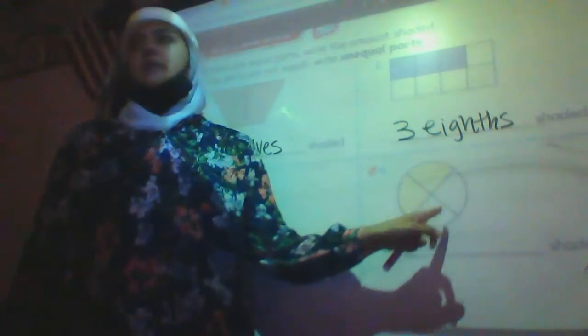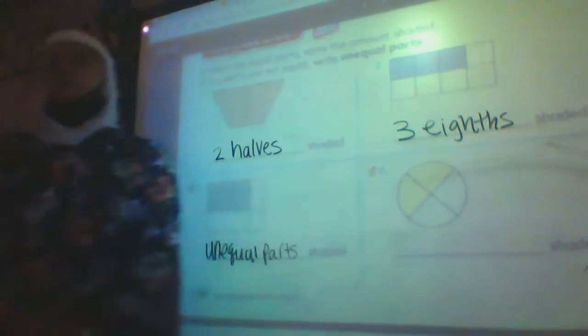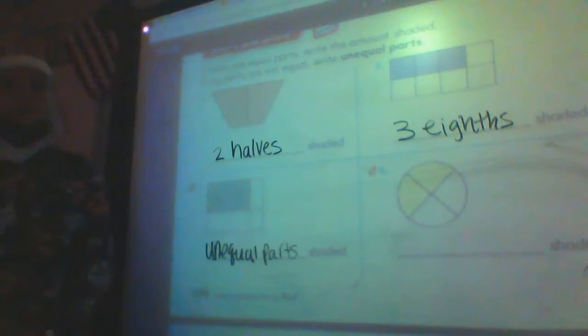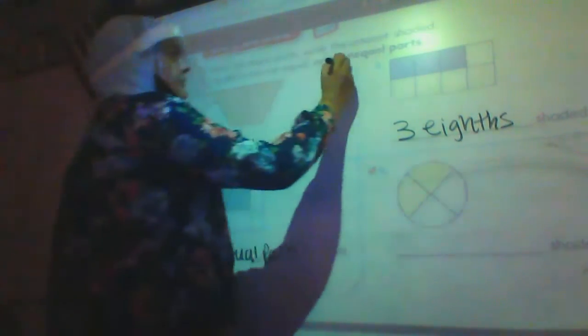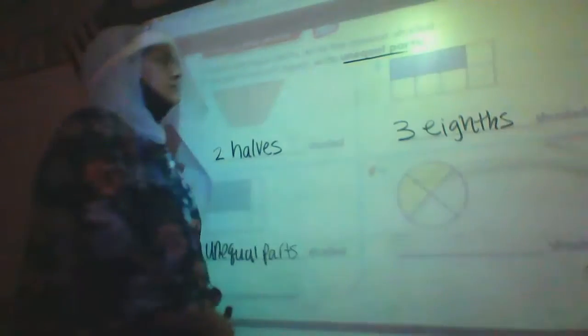What about here? How many are shaded here? I'm going to slow down a little bit. You still need to write that down. Again, if you don't know how to spell it, it's on your paper right here. It says unequal parts.